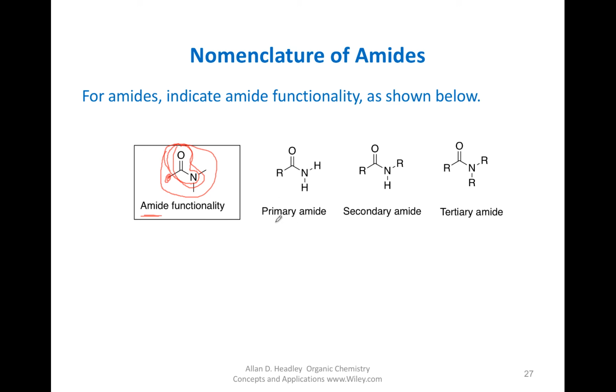Classification. So this is a primary amide because this nitrogen here is bonded to only one alkyl group back here and 2 hydrogens. Secondary because we have 2 alkyl groups here, or 2 groups bonded to this nitrogen, and a tertiary would be 3 groups. So again, you should be able to classify amides as primary, secondary, or tertiary.